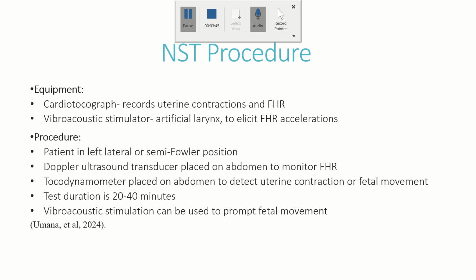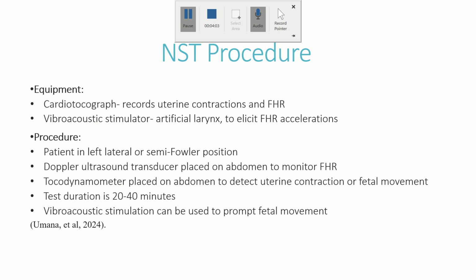So, the NST procedure. The equipment used in an NST is a cardiotocograph, which records uterine contractions and the fetal heart rate, and a vibroacoustic stimulator, which is also called an artificial larynx, which can elicit fetal heart rate accelerations.